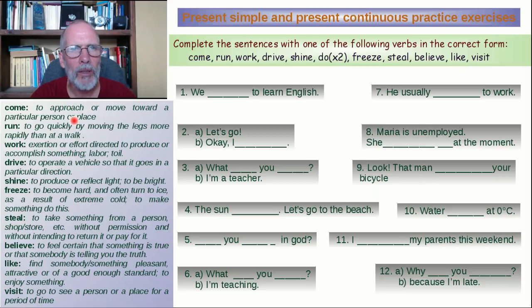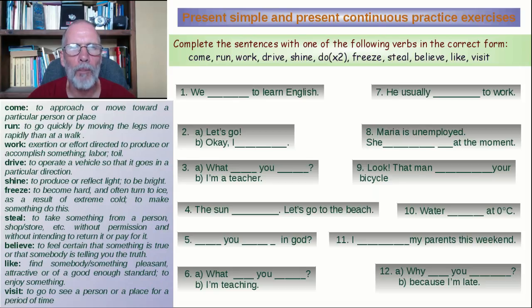So here on this side to help you, I have some dictionary definitions of these verbs. And what you need to do in these 12 questions is put the correct verb in the correct form. The 2 possible forms would be the present simple or the present continuous. So I think the best way to do this is if I display all the answers at once.